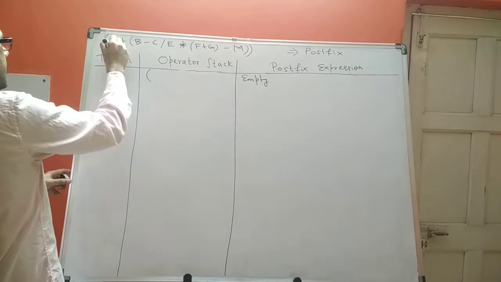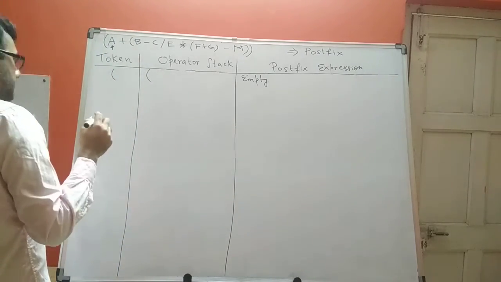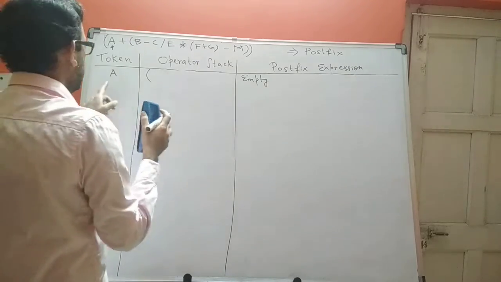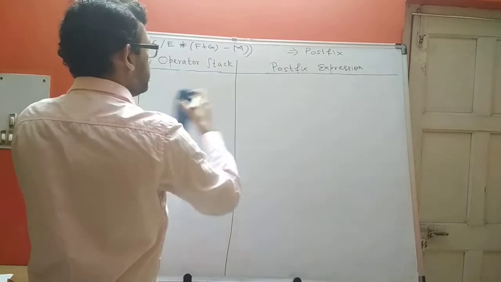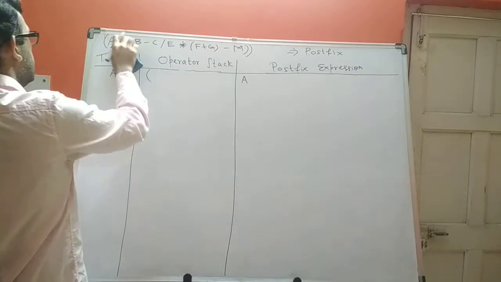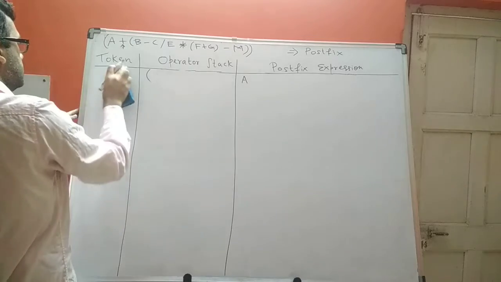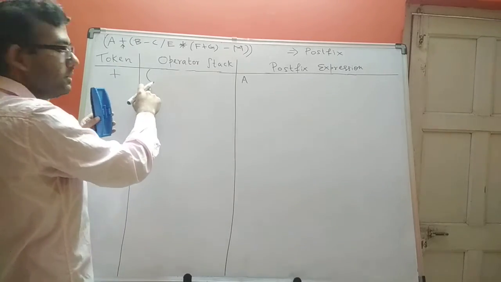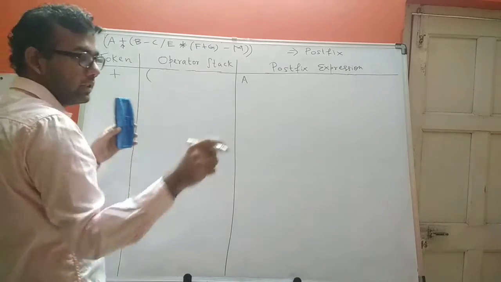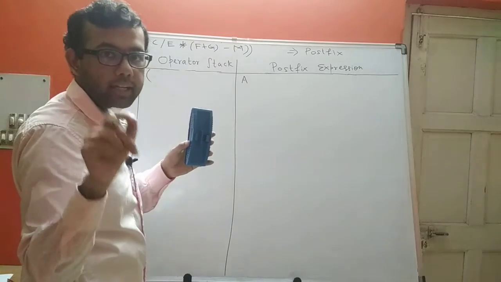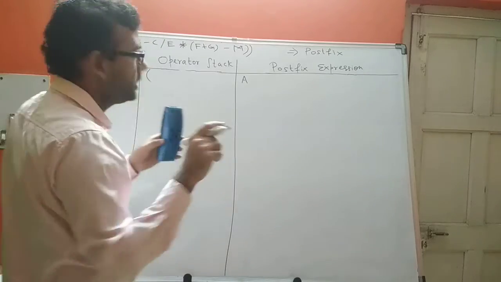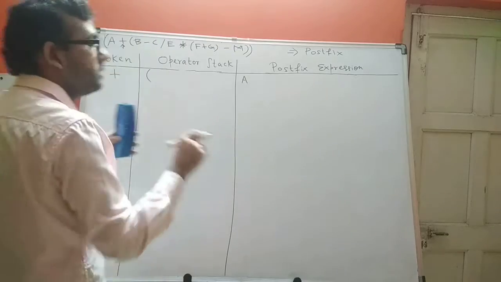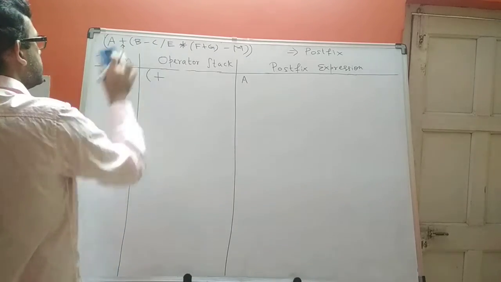Next token is A. I'll show it in one line itself, so it will be faster. Since A is an operand, I will add it to my postfix expression. Next token is plus. It is an operator and it has greater precedence than opening parenthesis, because opening parenthesis is my top of stack, and whenever opening parenthesis is the top of stack, it has the lowest precedence among all operators. So plus will be pushed onto the stack.